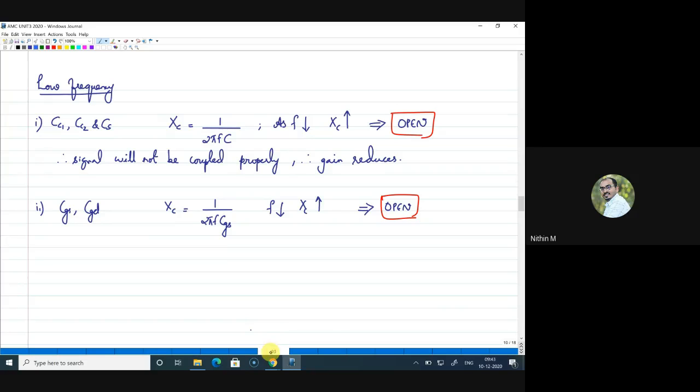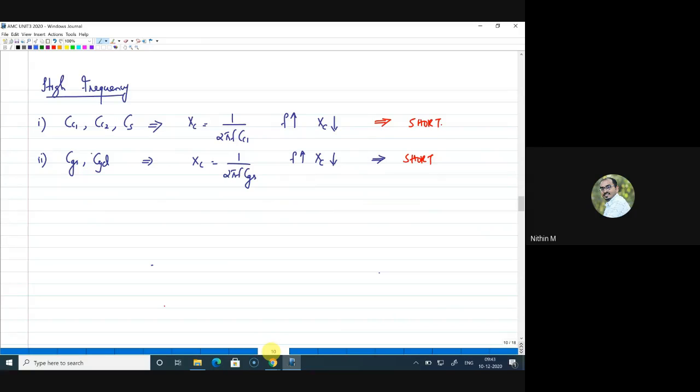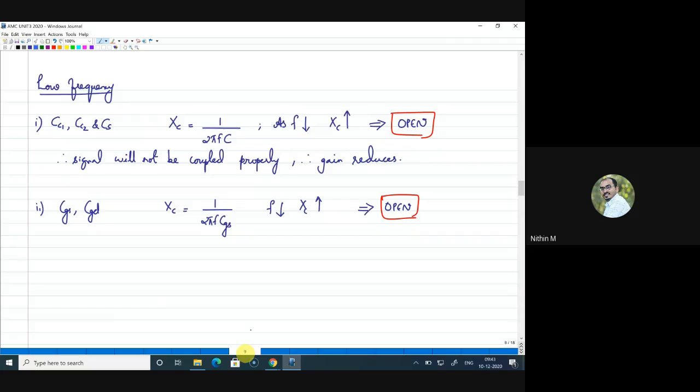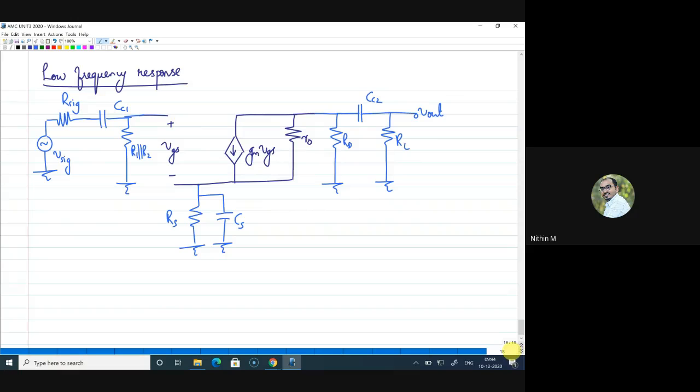Now, when I go for high frequency, both are acting as short, but the circuit will be affected only by the parasitic capacitance. Similarly, here the coupling capacitors or the bypass capacitors are really affecting the circuit. That is why I am considering only CC1, CC2 and CS in this low frequency response. I hope this is clear. If it is not clear, please ask.